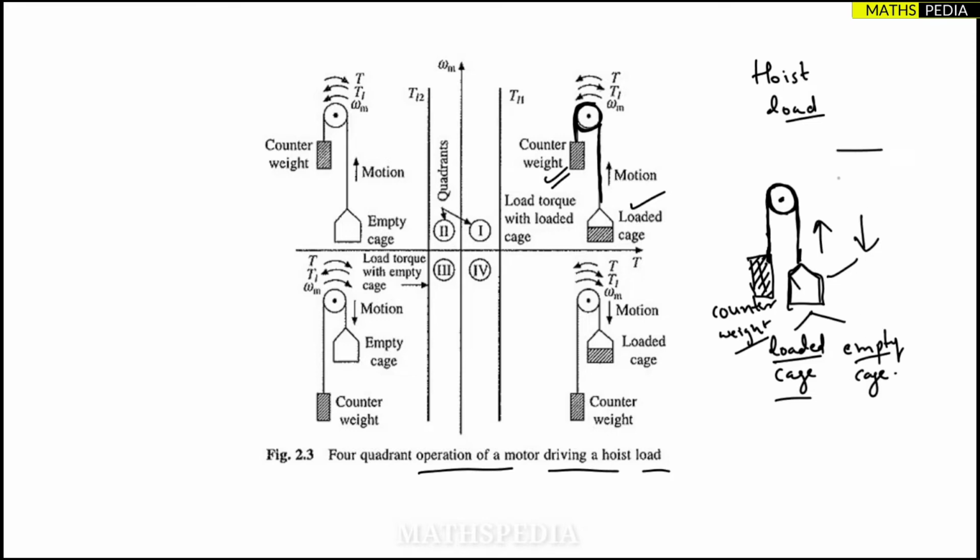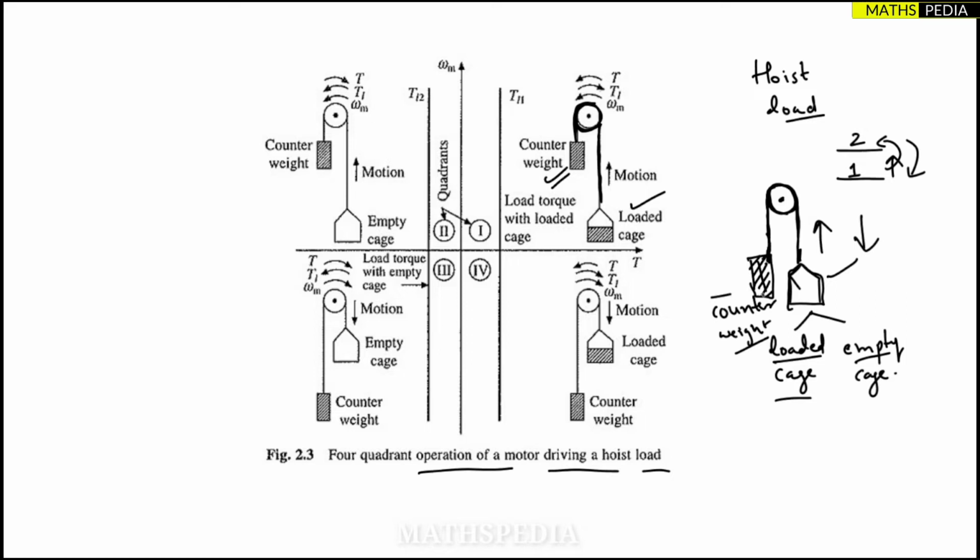Suppose you consider construction workers, they have to go from one floor to another floor. This is the first floor, this is the second floor, so they have to lift upward to reach the second floor, or they have to come back to the first floor. Anyway, both upward and downward directions should be possible. So the counterweight is there.